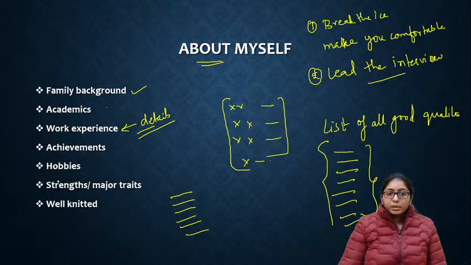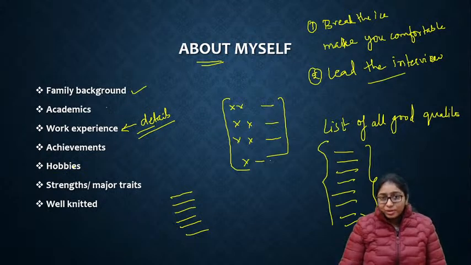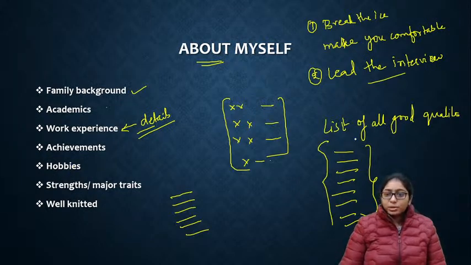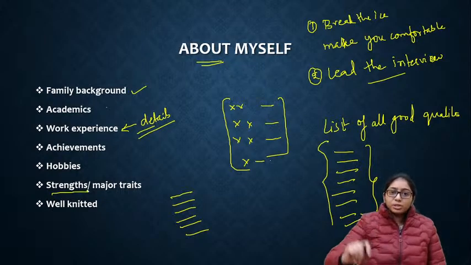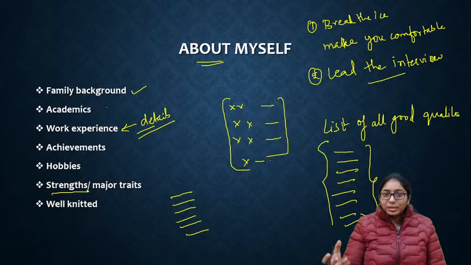Then you can also mention your hobbies over here. If you have some interesting hobbies, it is a part of your life. Your hobby is a part of who you are, so you need to tell it. Now this about me, when I told you to list all the good qualities and build your about me around it, it will help in taking care of all your strengths. You would have mentioned all your strengths, even much more than that.